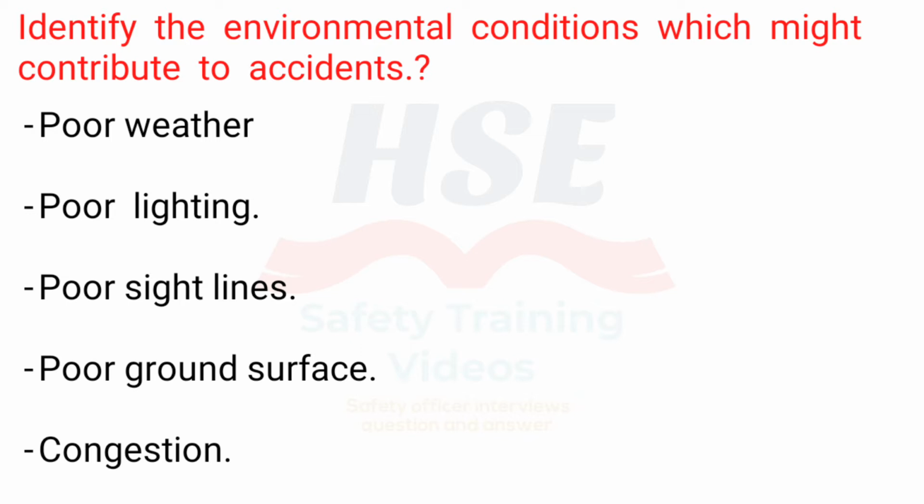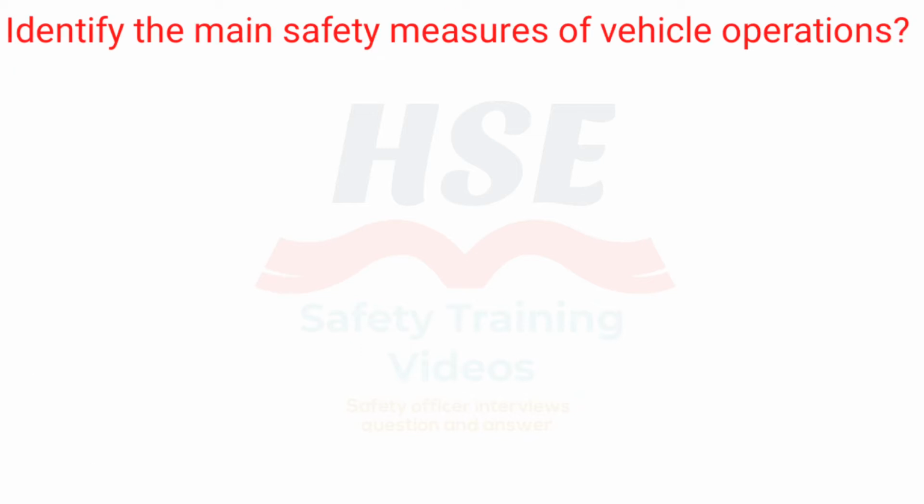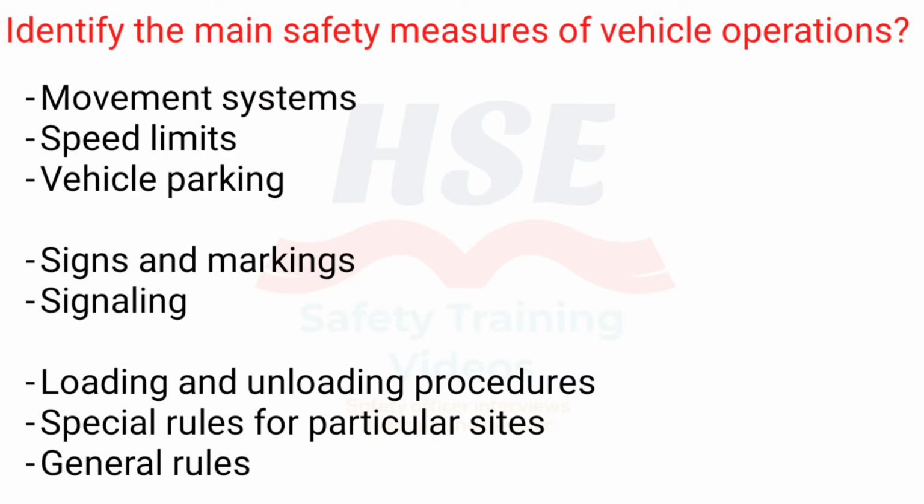Poor ground surface. Congestion. Identify the main safety measures of vehicle operations. Movement systems. Speed limits. Vehicle parking. Signs and markings. Signaling. Loading and unloading procedures. Special rules for particular sites.